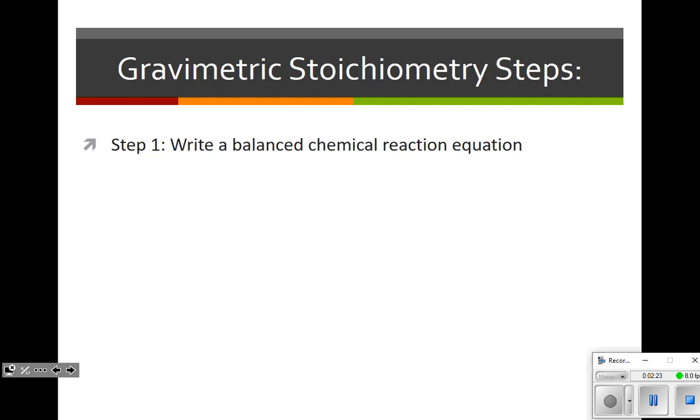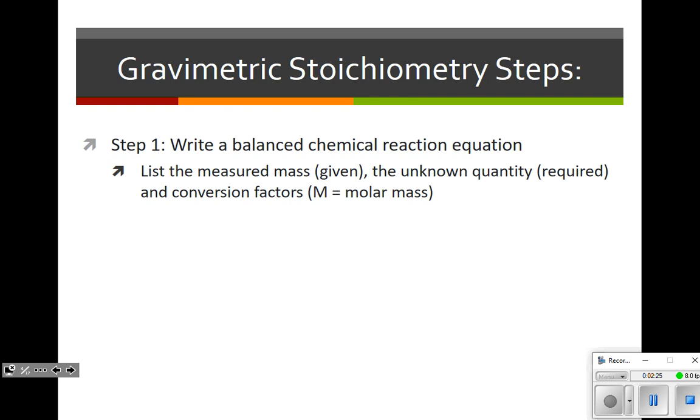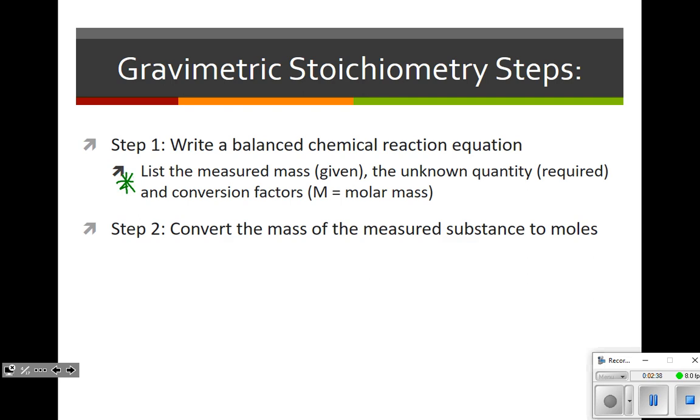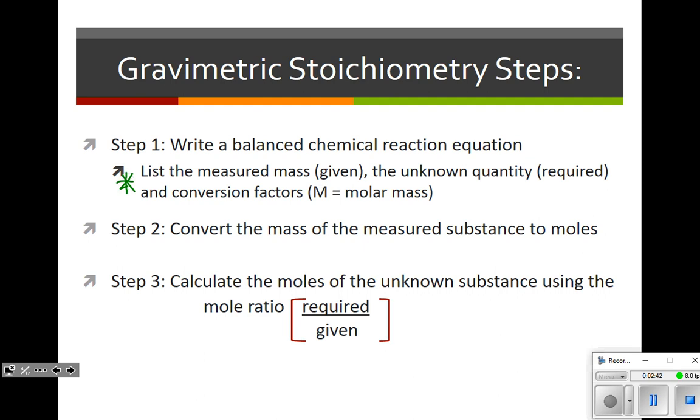Step number one, we write a balanced chemical equation. We're going to list the measured mass, the unknown quantity required, and the conversion using molar mass. It's very important that we populate our balanced equation. I'll show you an example of how to do that. We're going to convert the mass of the measured substance to the moles of the measured substance. And we're going to use our molar ratio.